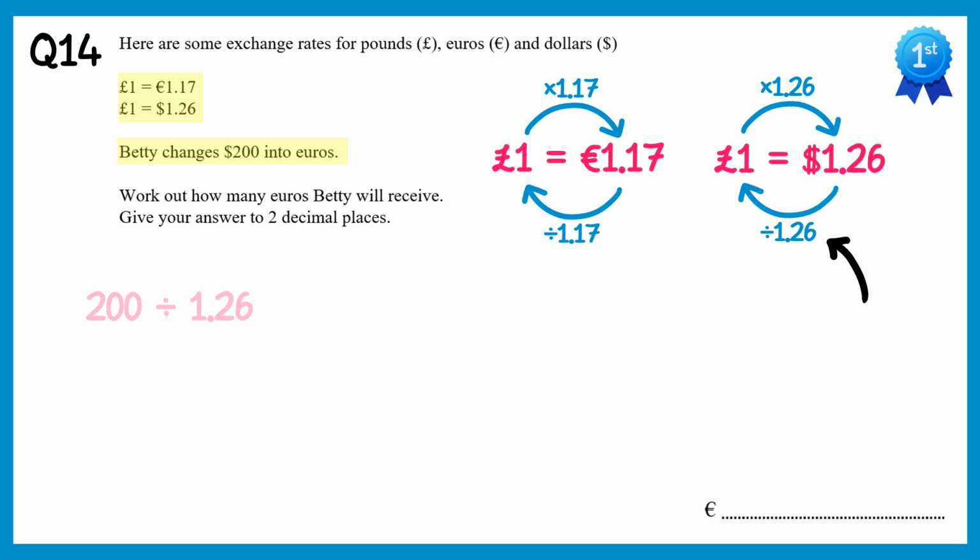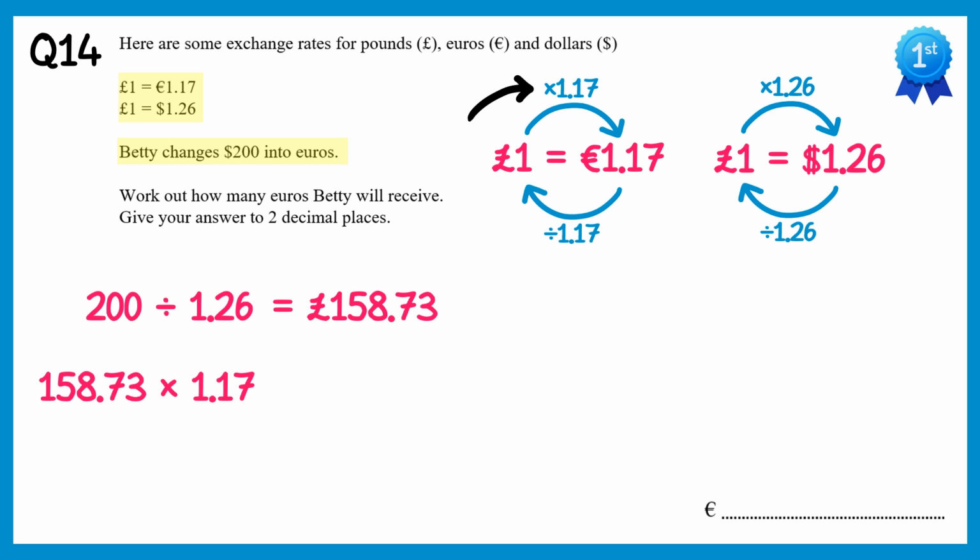So we take those $200, divide by 1.26, and that gives you £158.73. So we've now converted her money into pounds. We then need to turn the pounds into euros. So that uses this part of the exchange rate here. To go from pounds to euros, you multiply by 1.17. So let's take this £158.73, multiply it by 1.17, and that gives you €185.71. And that's your answer to the question.